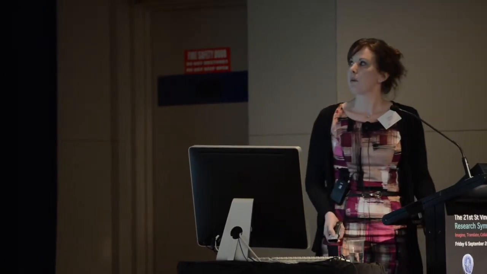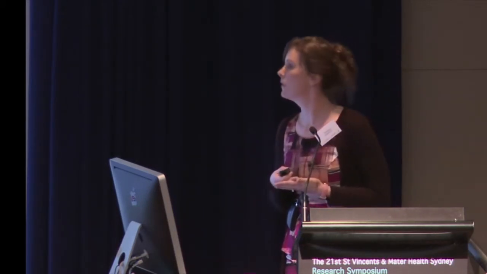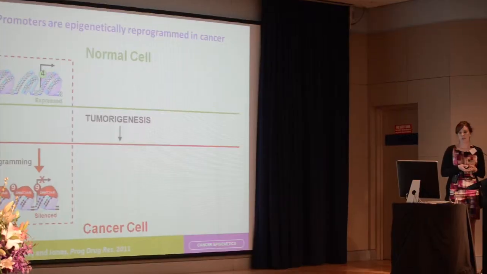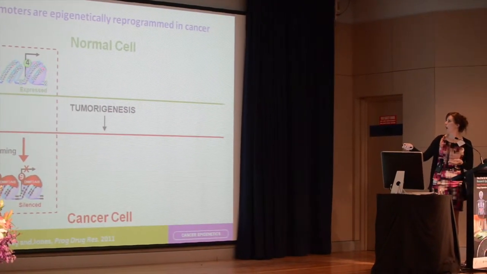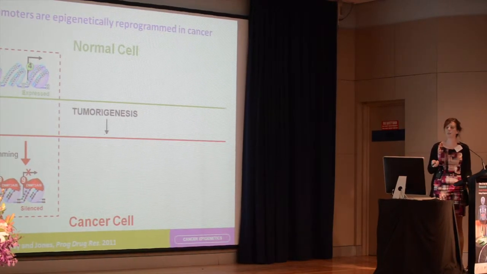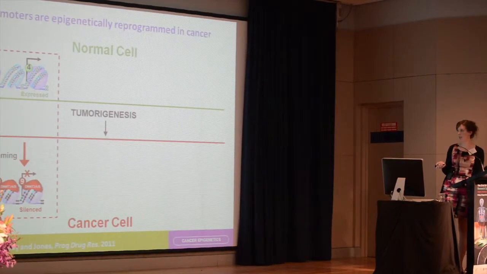So I'd like to start by highlighting the fact that there's been a lot of interest in epigenetic mechanisms and how these go wrong in cancer. And that forms the basis of the model that I'm going to talk to you about today. What we do know is that promoter regions have been quite extensively epigenetically studied, and we know that they become epigenetically reprogrammed in cancer.